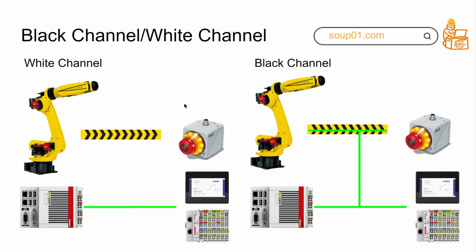So what is a black channel? A black channel means you use the communication cables or channel that you are already using in your factory, and the receiver and the sender check whether the data is safe and correct. By using this system for safety and non-safety data, the system only uses one communication cable. You don't need to do anything else, and in some cases you can use Wi-Fi also.